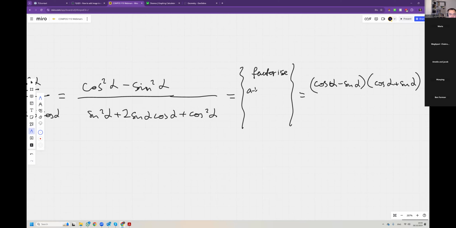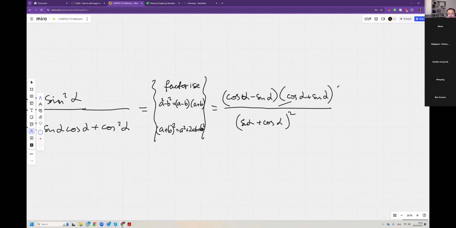This is a squared minus b squared, which is a minus b, a plus b. It's a difference of two squares formula. And what will I have on the bottom? Sine squared alpha plus 2 sine alpha cos alpha plus cos squared alpha. What's that? Thank you, Ben. Yes, it is sine alpha plus cos alpha squared because it's a completed square. So we are using a plus b squared equals a squared plus 2ab plus b squared.